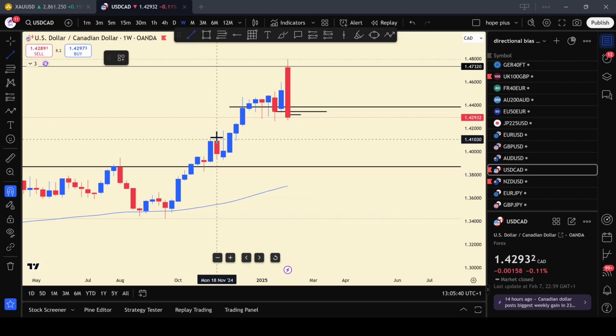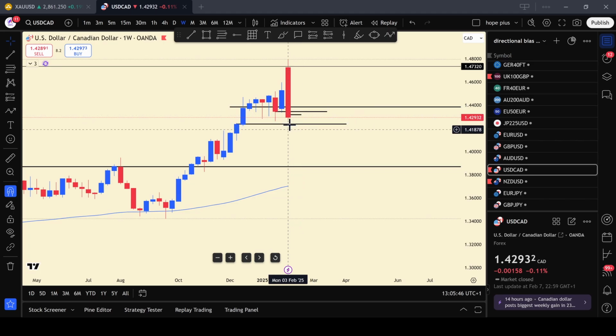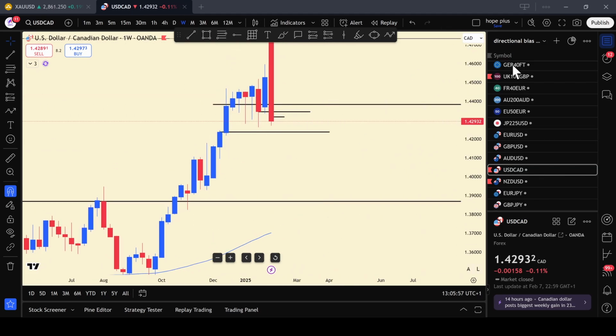Where is our next target? We are targeting this first. You don't need to jump the gun. When you move, we are targeting this. So we have a few pips to get there. Once we have a close below this, we come to this and so on until we get to the point where the market wants to push up.